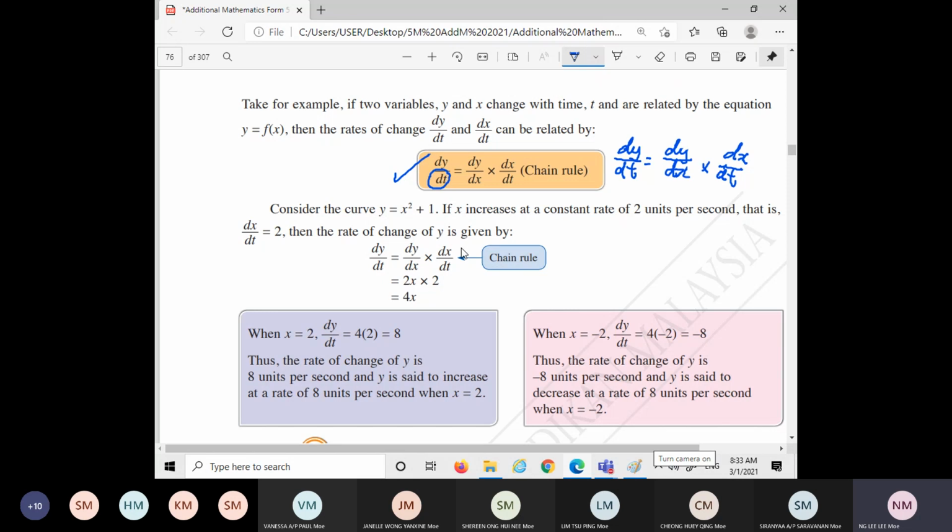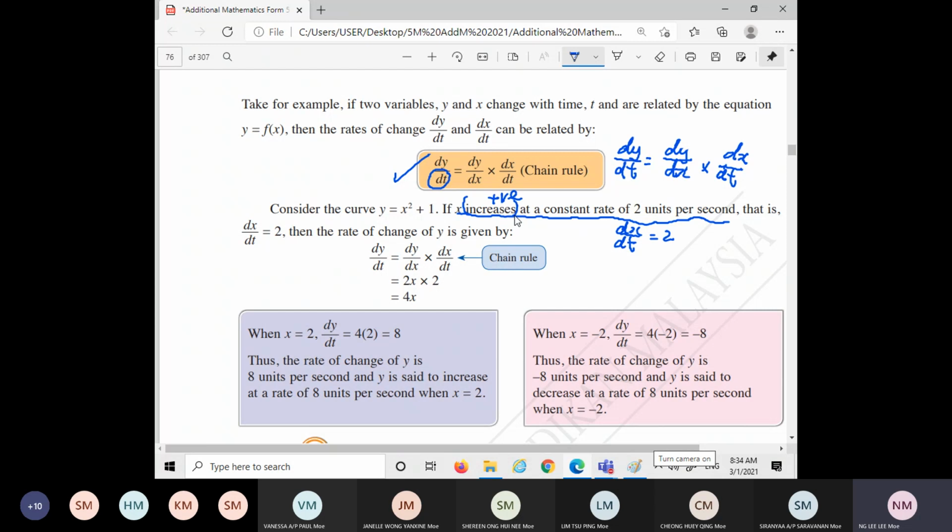Look at this example. How do we do? Consider the curve y equals f(x). If x increases at a constant rate of 2 units per second, this sentence means dx/dt. X increases at a constant rate, rate, so dx/dt is 2. If increase, it means positive.